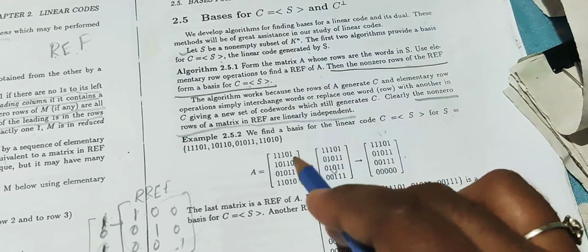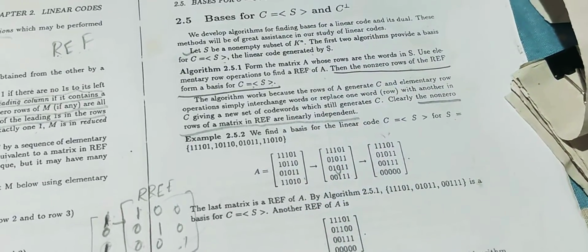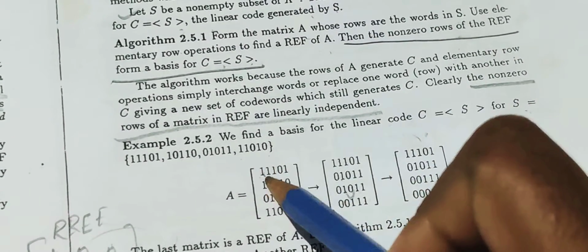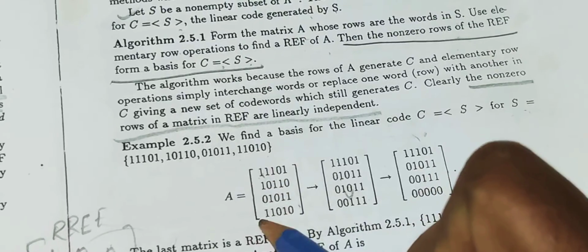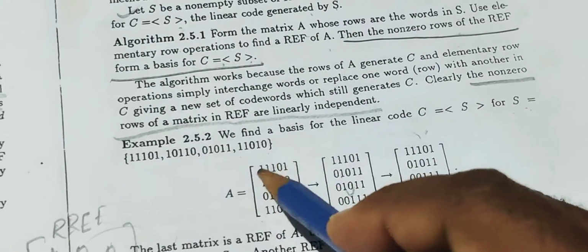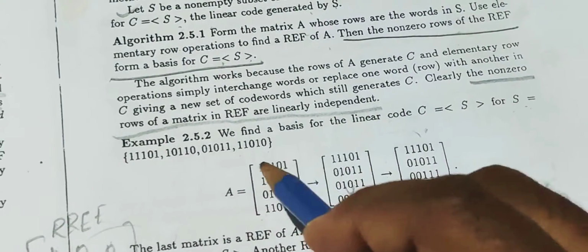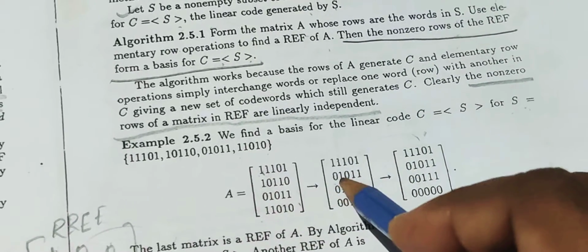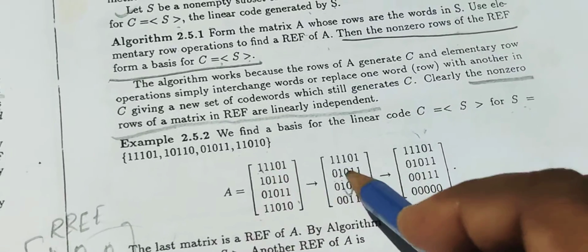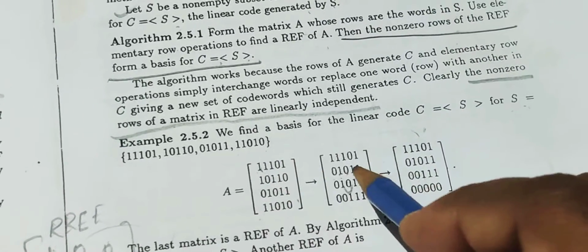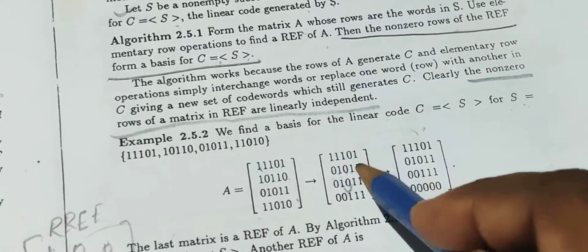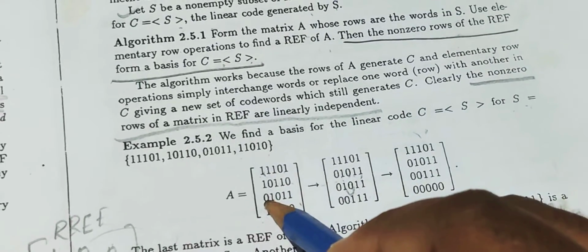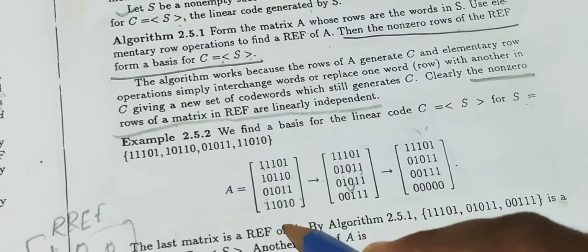Then reduce it. The first entry is a leading one, and its column contains 1 and 1, so convert them to 0. First, adding rows 1 and 2, we get 1 plus 1 is 0, 1 plus 0 is 1, 1 plus 1 is 0, 0 plus 1 is 1, 1 plus 0 is 1. So the second row is this one. The third row has 0, so there is no change.